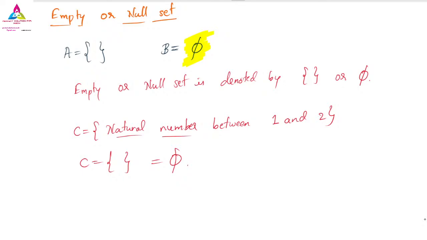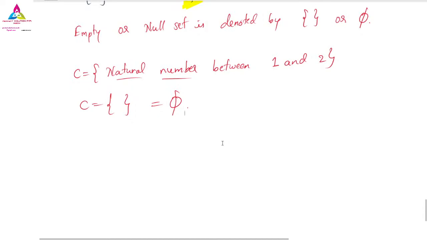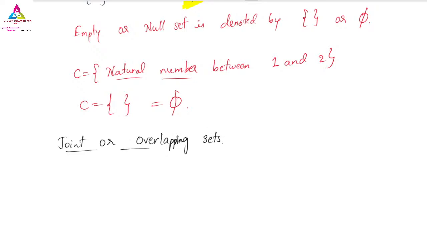Next, if you move on to the next part, joint or overlapping sets. I think you don't have any doubt in the previous part; these are simple ones. Now you have to remember a little bit: joint or overlapping sets, double P it is. This is important. Why am I saying this is important? Because from here onwards you are going to consider not only one set, but two sets.